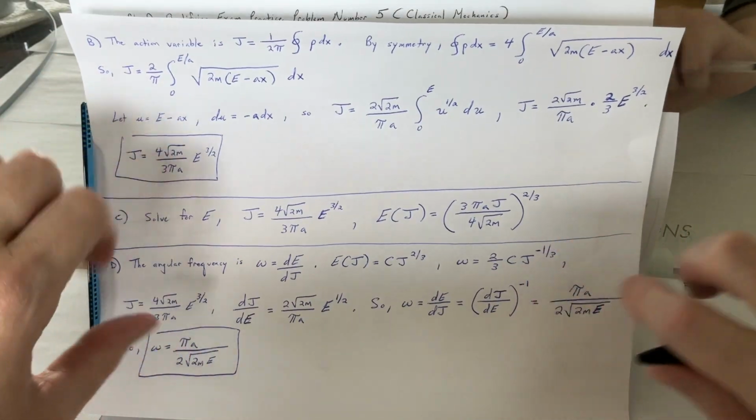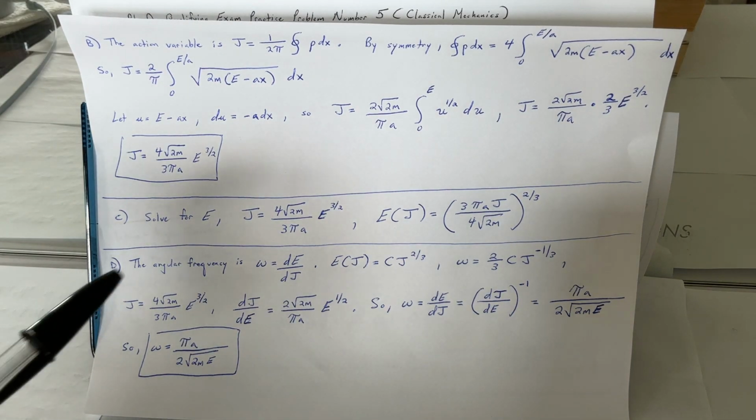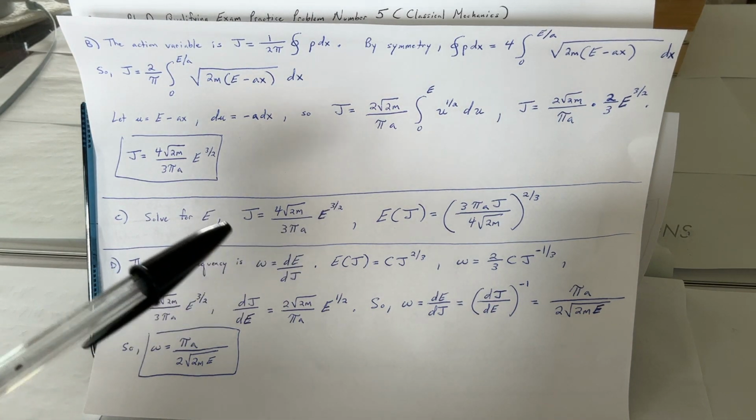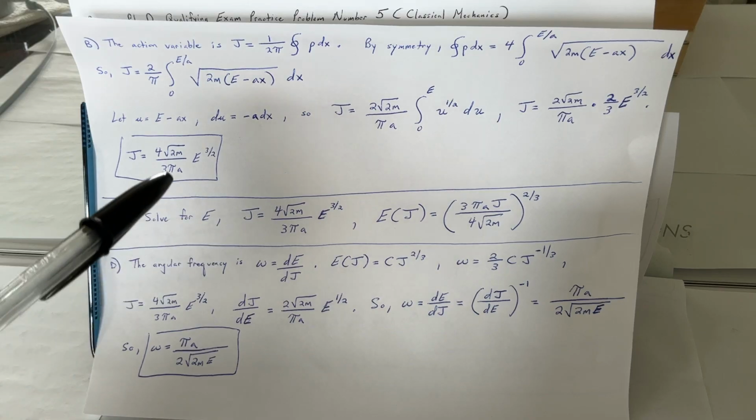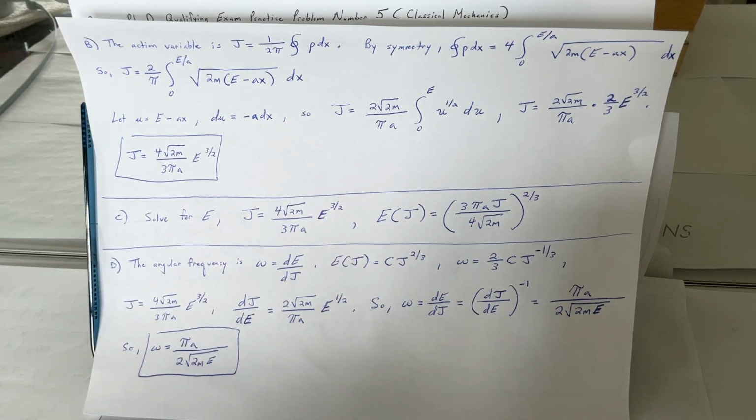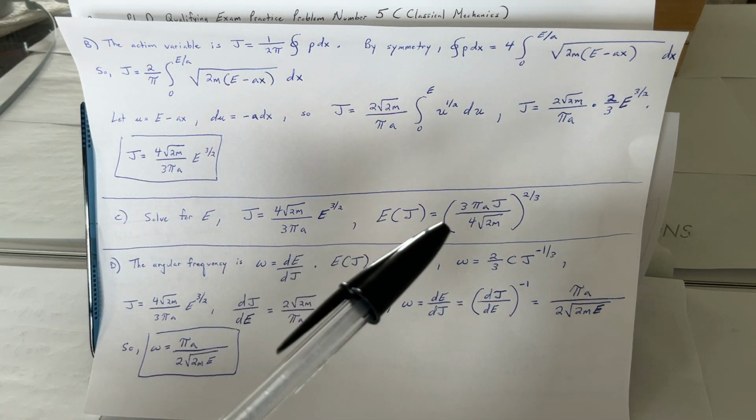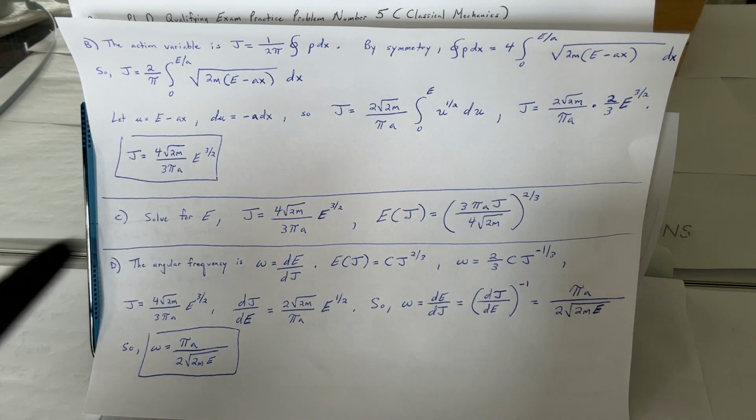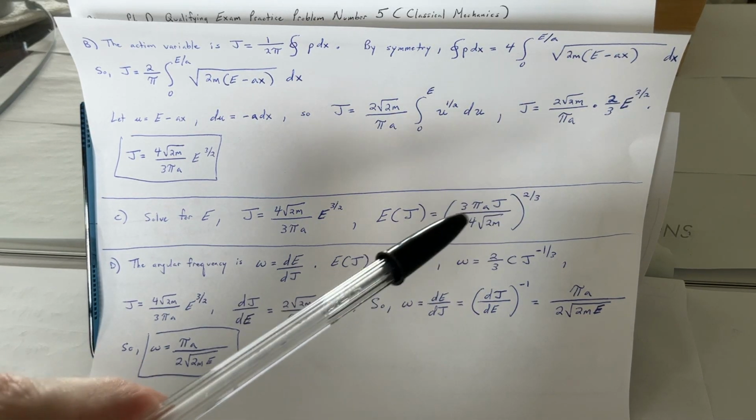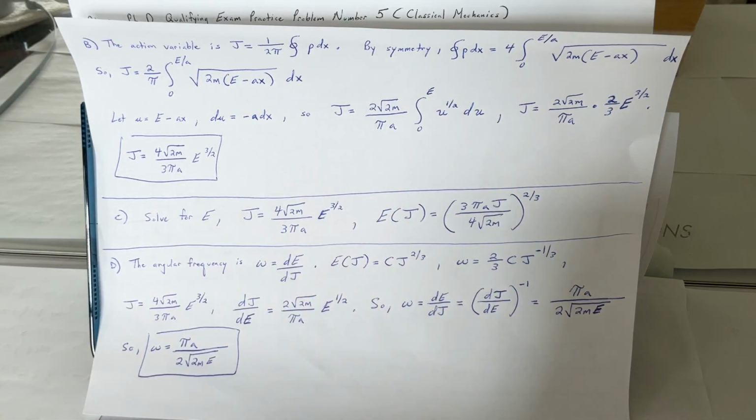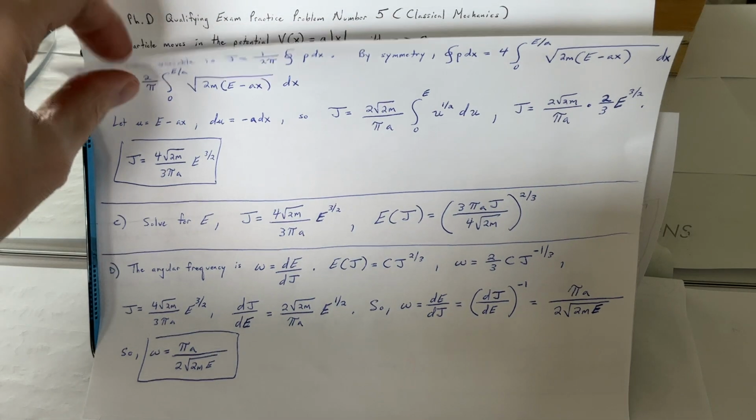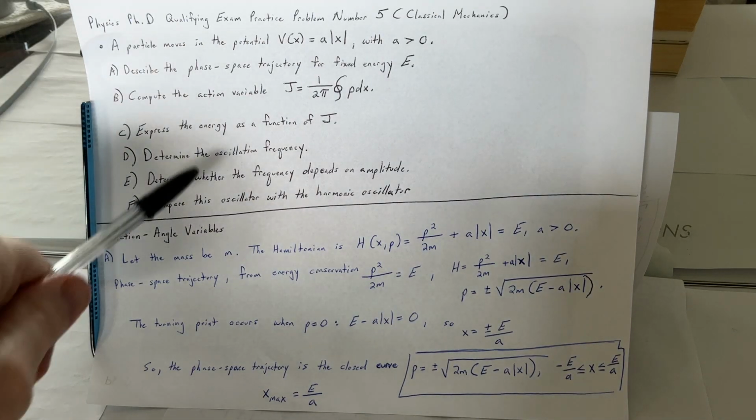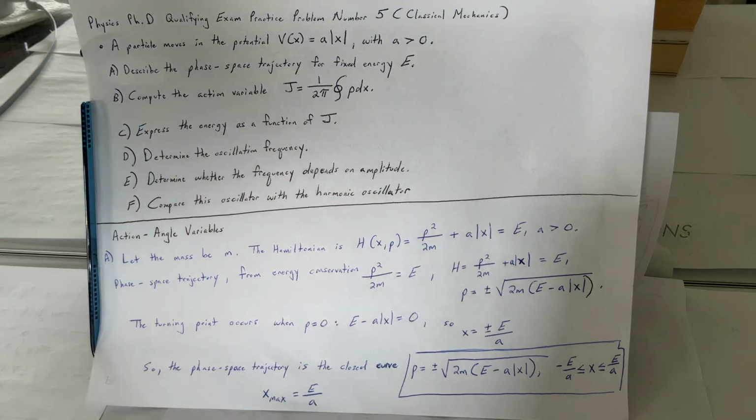Sorry about that, for part C here. Solving for E to make this a function of J, and just performing the algebra, E of J comes out to the quantity 3 pi A J over 4 times the square root of 2m, and that is raised to the 2/3 power. So that is part C. Part D, determine the oscillation frequency.